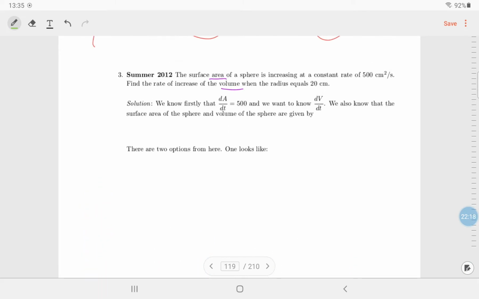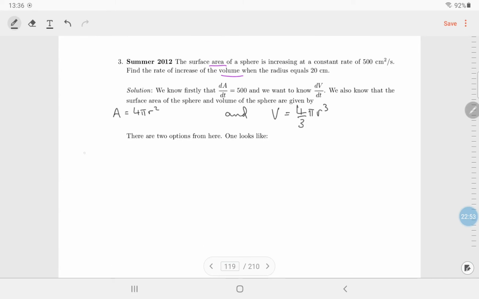So the other way would look something like this. You'd note that there's a relationship between, we've got formulas for the surface area of a sphere and the volume. So we've got that the area of a sphere is 4 pi r squared, and the volume of a sphere is 4/3 pi r cubed. So now it's difficult.